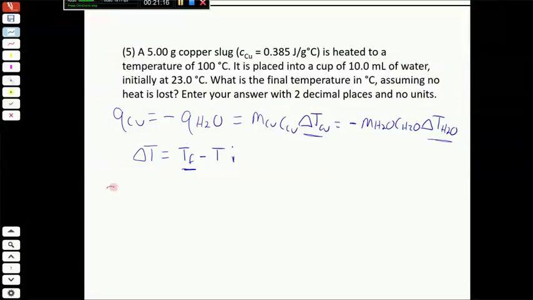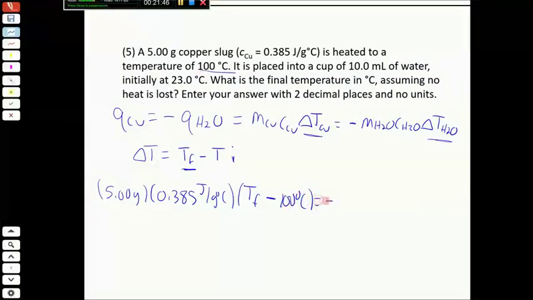So the mass of copper is 5 grams. The heat capacity for copper is 0.385 joules per gram degree Celsius. Because we're talking about a difference in temperatures, we can use Celsius or Kelvin for this. So for copper, the delta T can be written as the final temperature, which is our unknown, minus the initial temperature, which for copper is 100 degrees Celsius.